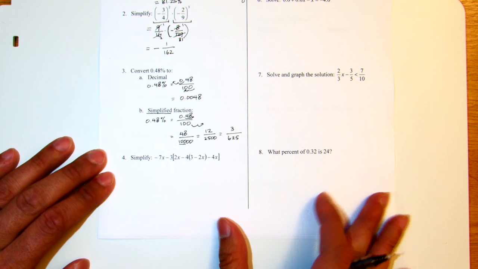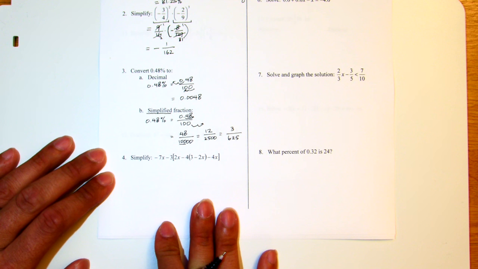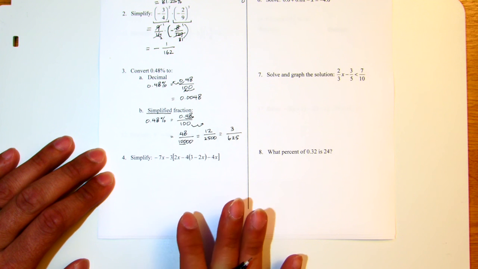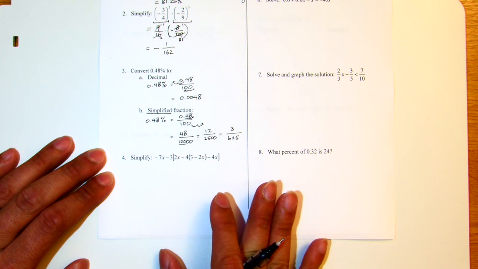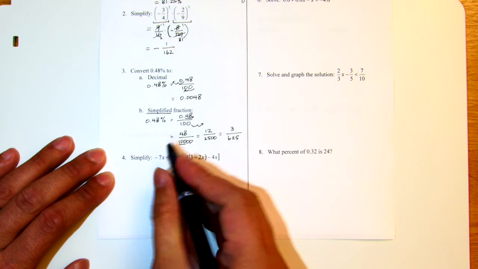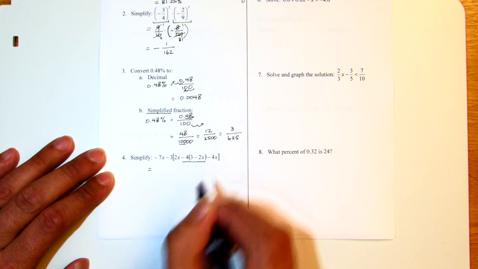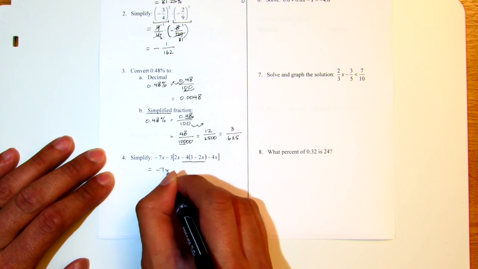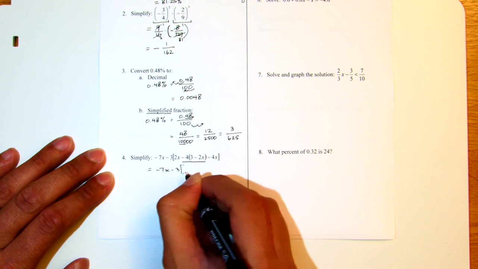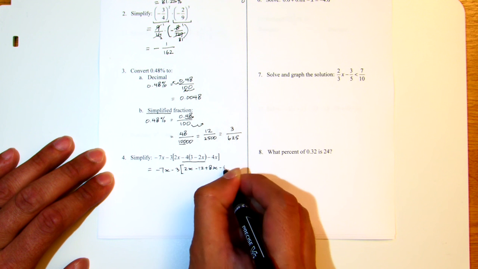Number 4, we will simplify this. The reason I ask this question is because a lot of the students don't have patience when they do the distribution and combining like terms. It's not about the final answer, it's about how you follow distribution, combining like terms, everything together in following order of operations. In this expression, I will first distribute the negative 4 here. I get negative 7x minus 3 bracket 2x minus 12 plus 8x minus 4x.